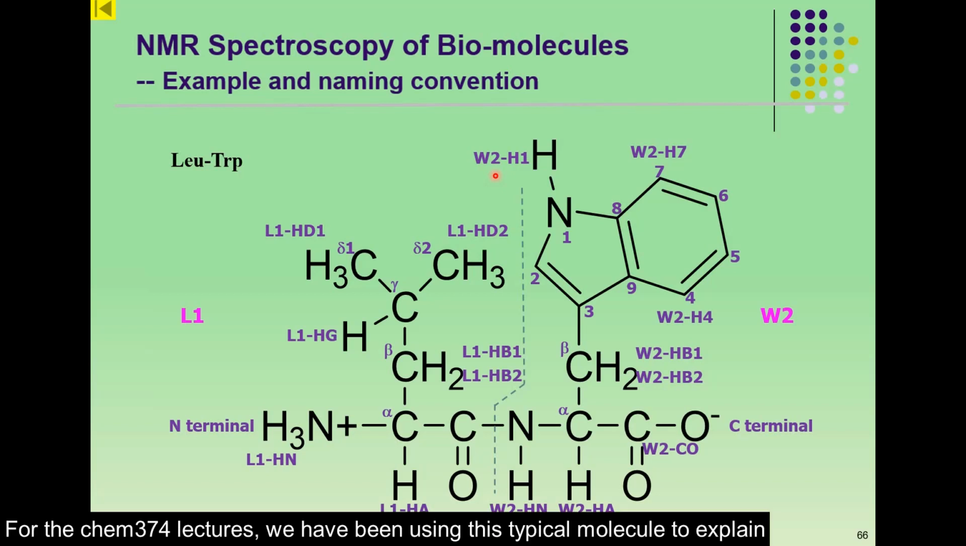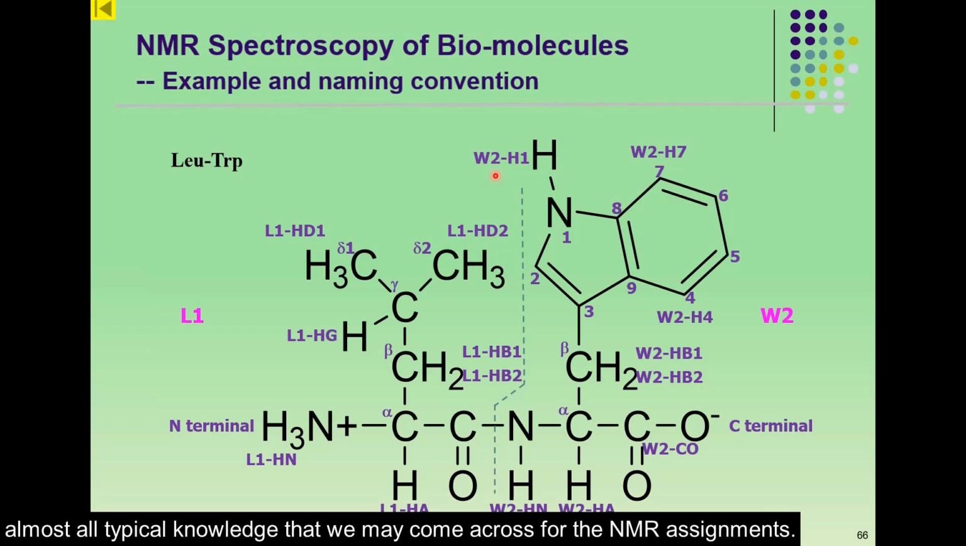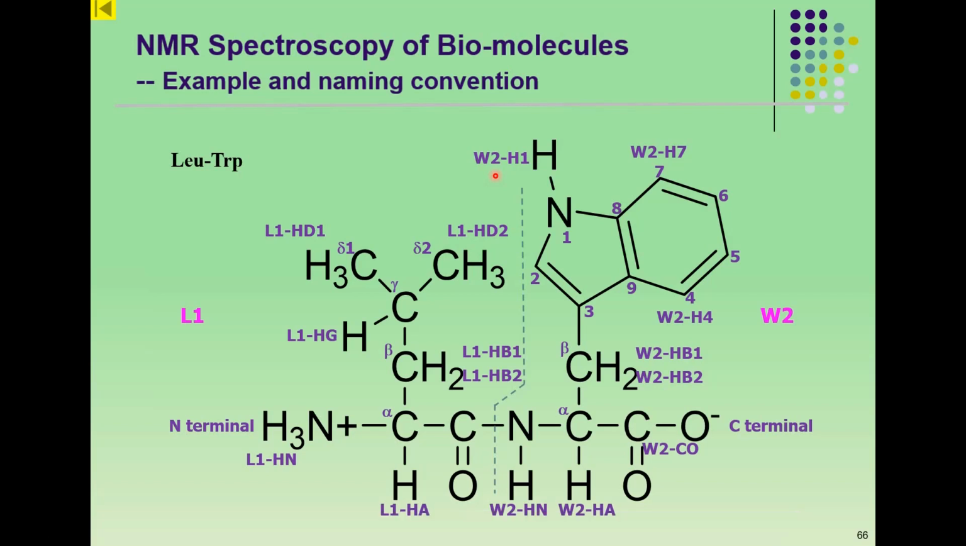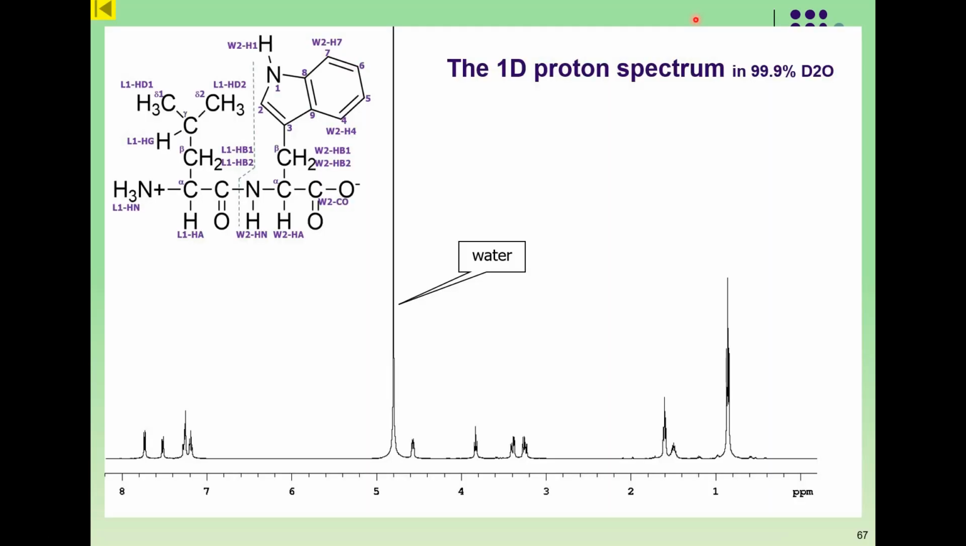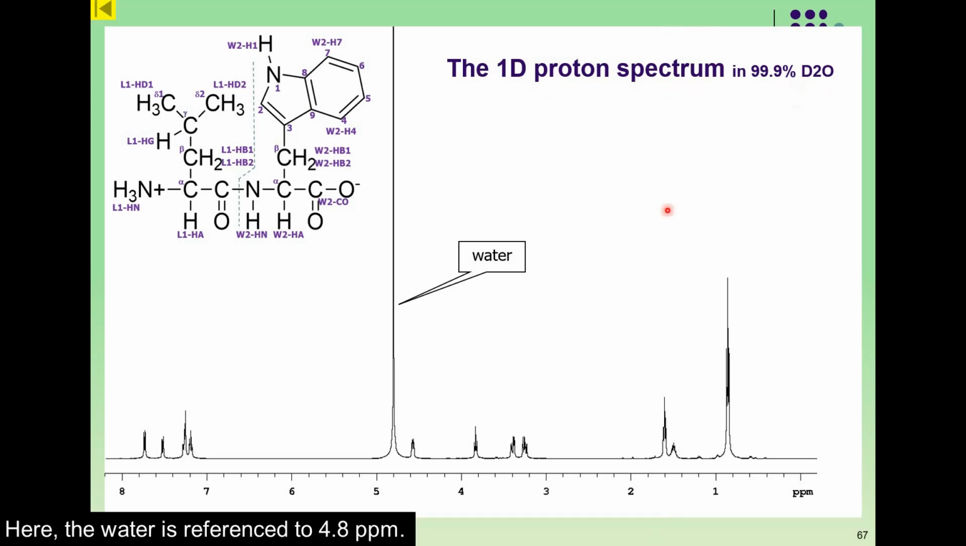For the Chem 374 lectures, we have been using this typical molecule to explain the application in biomolecular NMR spectroscopy. Because the spectra contain almost all typical knowledge that we may come across for the NMR assignments. This is a proton spectrum for the peptide measured in 99.9% D2O. Here, the water is referenced to 4.8 ppm.